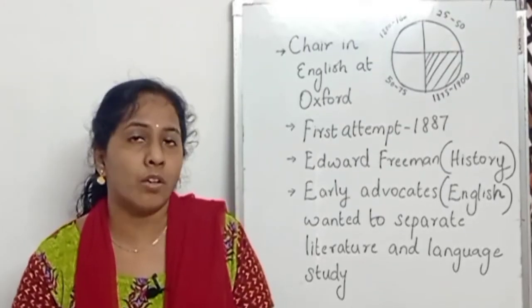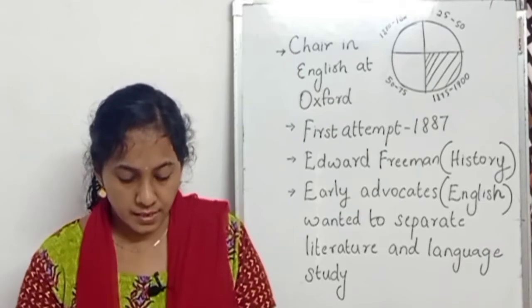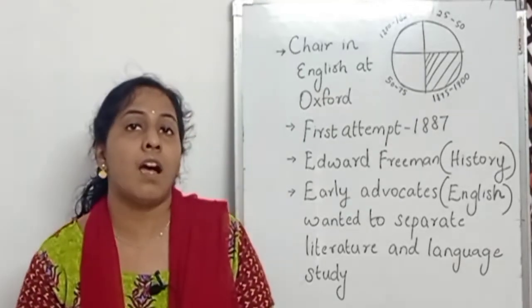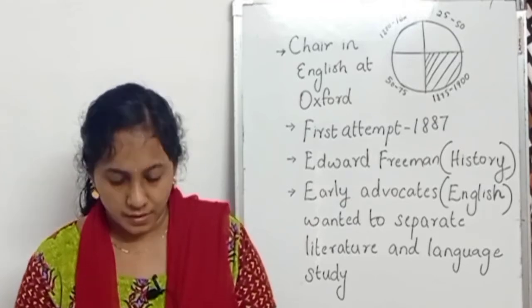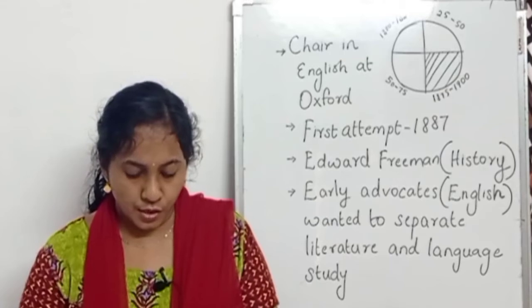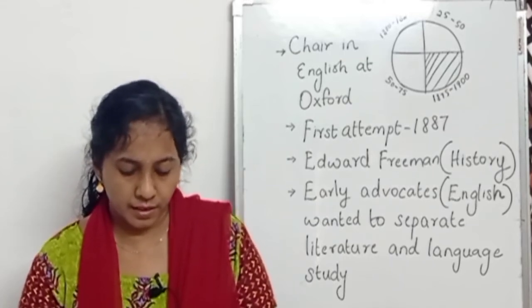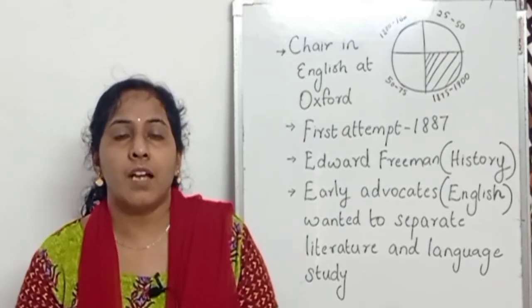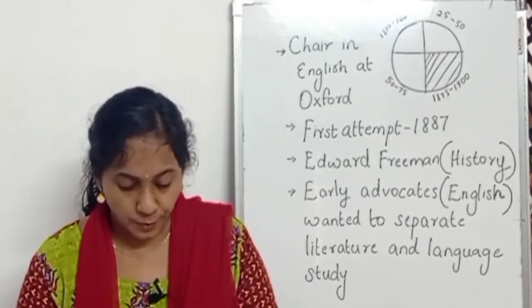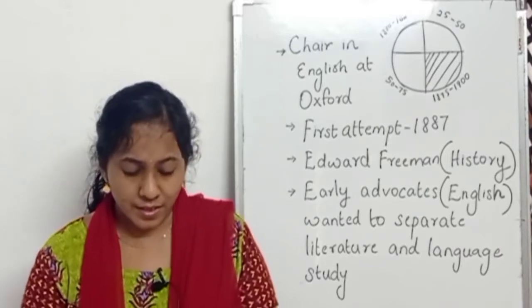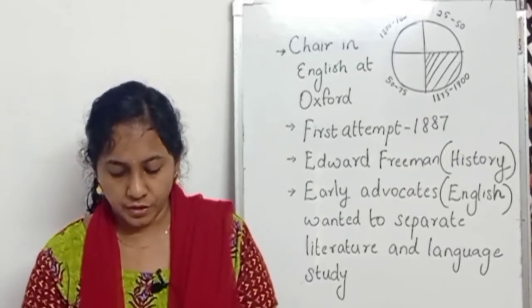In the last quarter of the 19th century, that is from 1875 to 1900, there were discussions to establish a chair in English at Oxford. So, as we saw, there were discussions. What were those discussions based on? To establish a chair in English at Oxford.